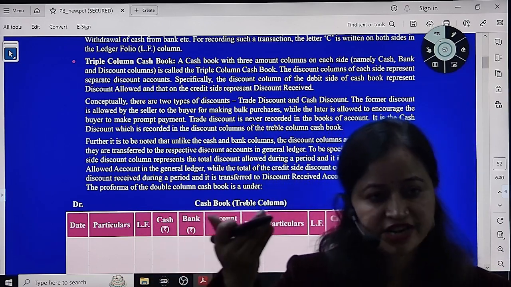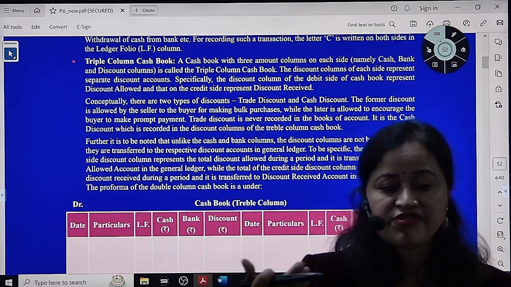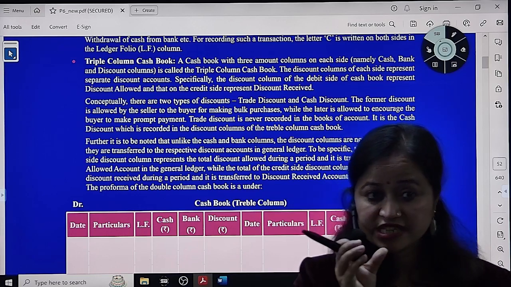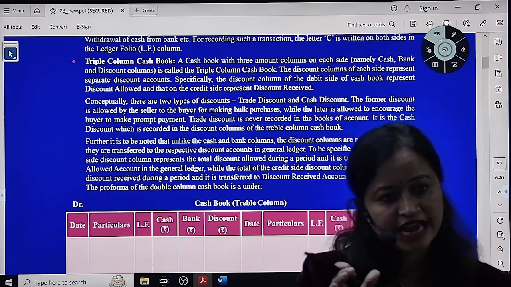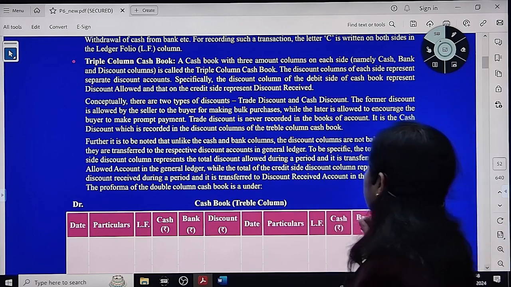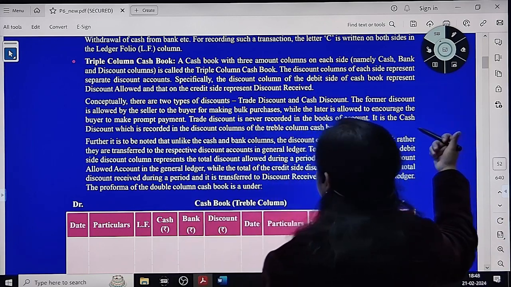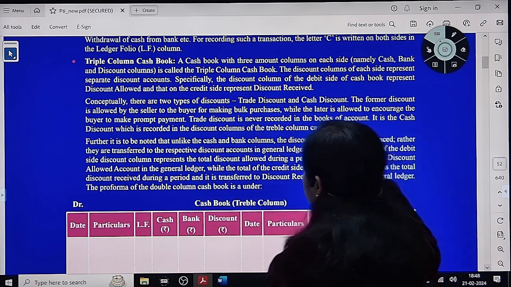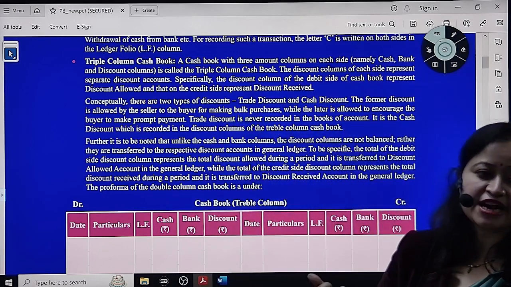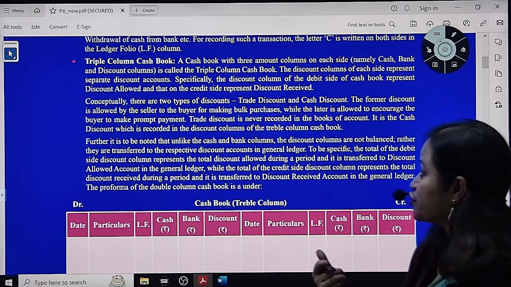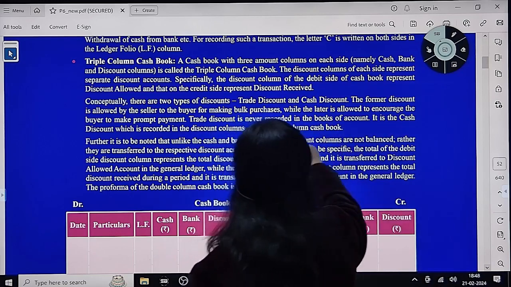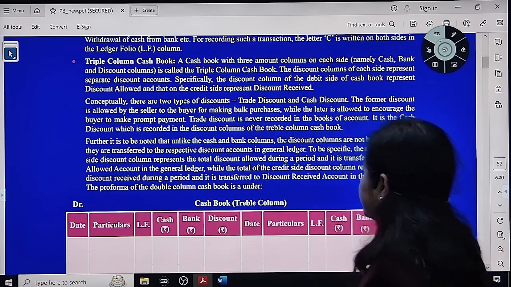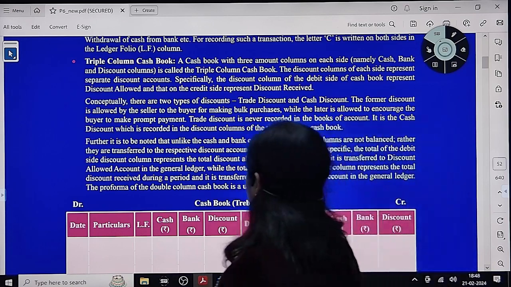And if on 45,000 we get any discount while making the payment, suppose we have paid only 42,000 instead of 45,000, then the difference is 3,000. So 3,000 will be your cash discount. Cash discount is recorded in the books of accounts. Remember, underline this, all the new students: trade discount is not recorded in the books of accounts and cash discount is recorded. Cash discount is recorded in the discount column of the triple column cash book. Trade discount is not recorded.